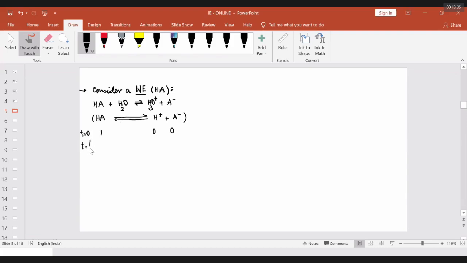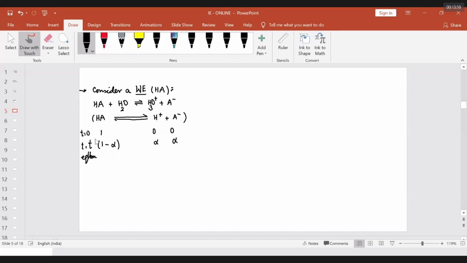Okay, time t is equal to t. When you attain equilibrium, when you reach the point of equilibrium, what was our method? 1 minus alpha, alpha and alpha. And what is alpha? Degree of dissociation. But remember, in chemical equilibrium, we have written 1, 0, 0, or A, 0, 0, or X, 0, 0, something like this.